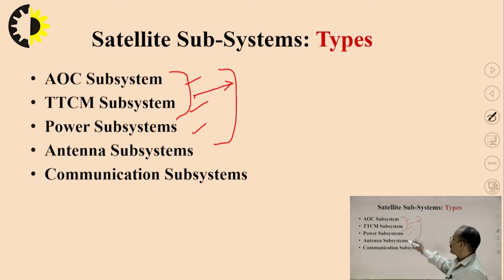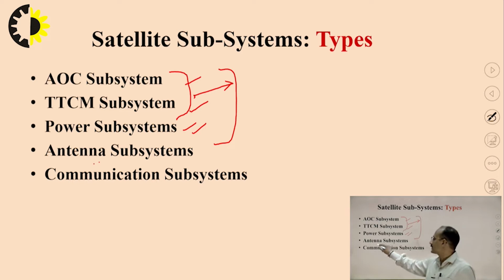The third subsystem was the power subsystem, which is used for the power requirement of a satellite. Basically, solar panels and rechargeable batteries are used for the power requirement of the satellite.